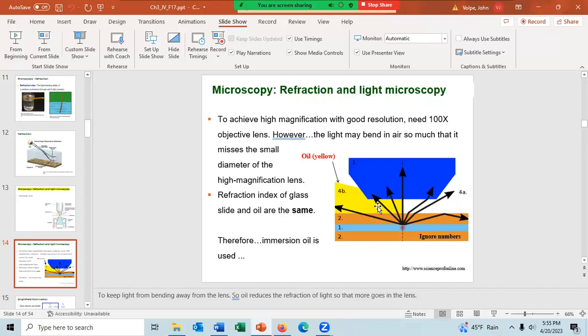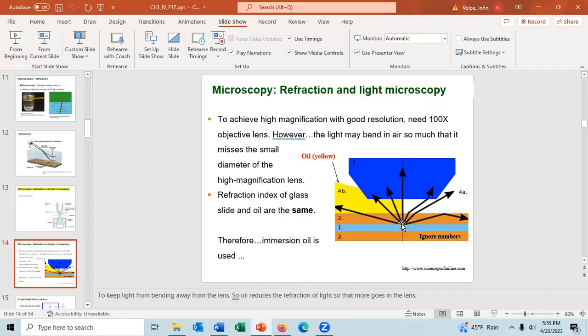If you don't use oil with the 100x lens, its magnification and resolution will be no better than the 40x lens. And the 40x lens is easier to use. We'll talk about that sometime later, either in this lecture or in the lab. I don't remember which, but we'll talk about that later. So if we don't use oil with the 100x lens, the resolution and magnification aren't any better than the 40x lens. So you should only use the 40x lens. Any question about any of that?